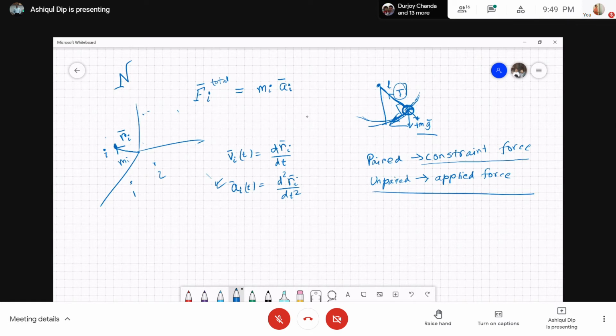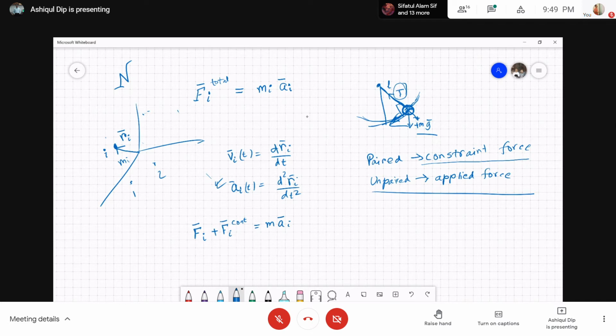Okay, so we can resolve our forces, like total force, in two parts. One is the applied one, that we call Fi, and another is the constrained one, we call it Ci, right?